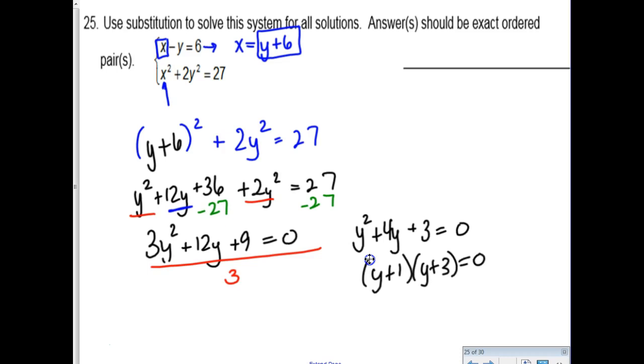So we're finding two possibilities for y. So your answers, remember, are ordered pairs. But be careful, usually we have x first, this time we have y first. So -1 could be y, and -3 could be y.